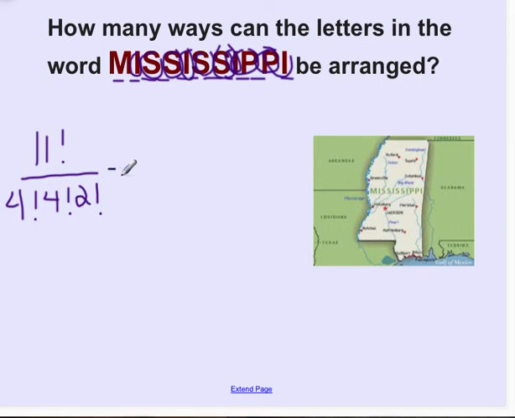So when I punch this in my calculator, I think it's easier just to make the fraction. So on top, I'm going to do in my calculator 11 times 10 times 9 times 8 times 7, all the way down to 1. I'm going to multiply out that entire factorial. And when I do that, I get 39,916,800. And then I'm going to multiply out the bottom in my calculator.